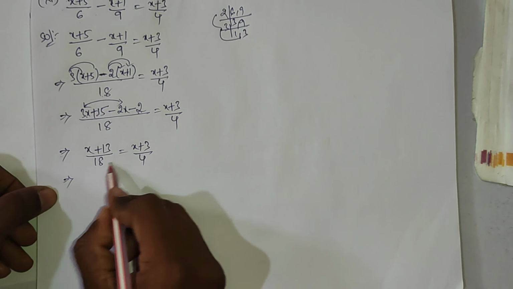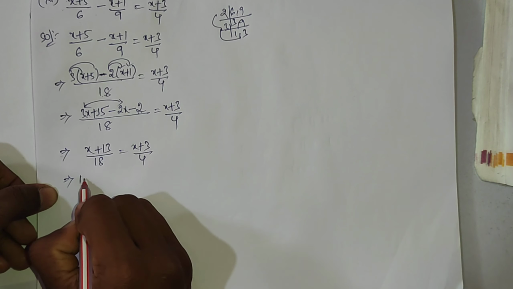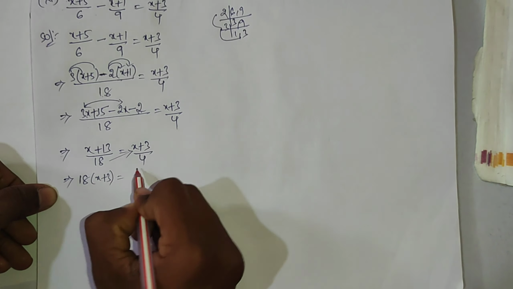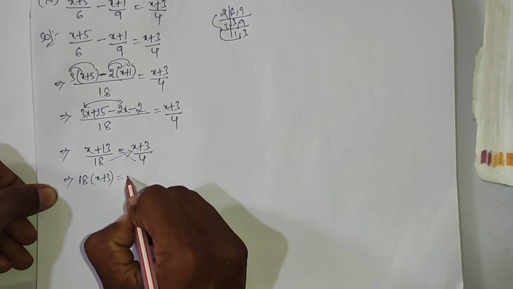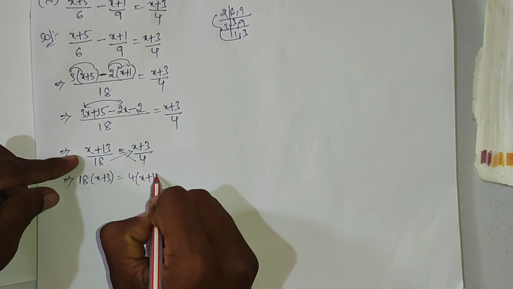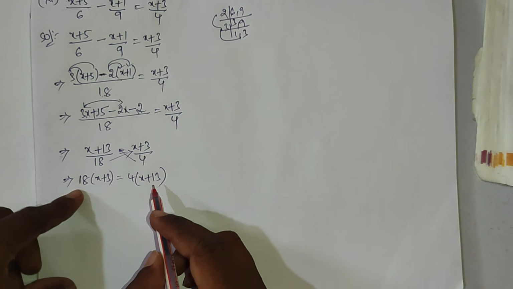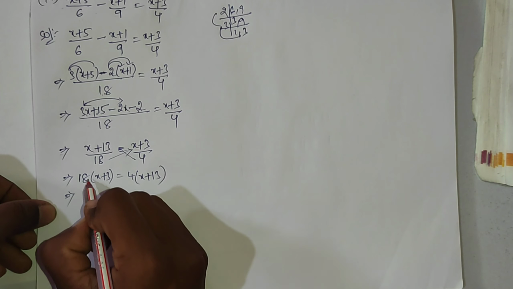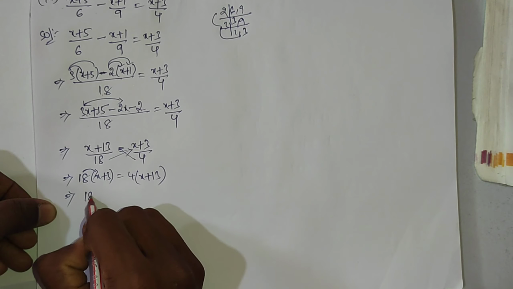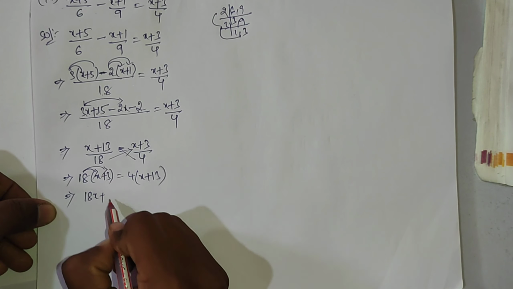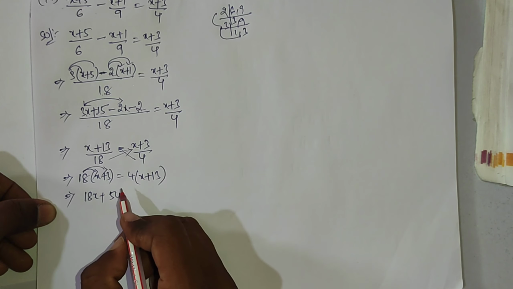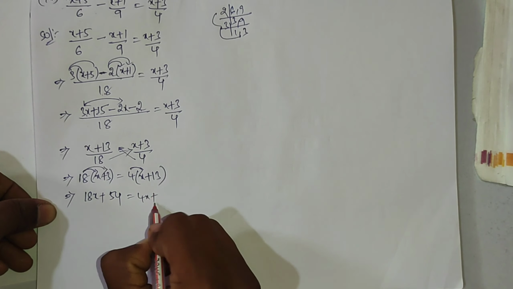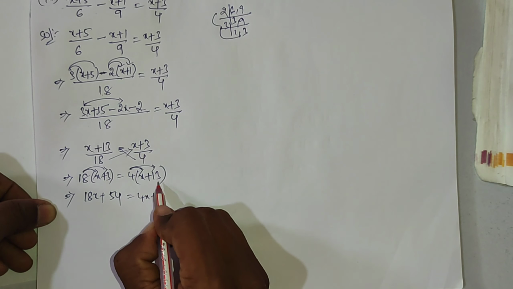Now, how will you reduce? By cross multiplication. It becomes what? 18 into the numerator, x plus 3. Now here the denominator 4 goes with the numerator x plus 13, by doing a cross multiplication. Again, here we have to remove the brackets, using the distributive property. 18 into x is 18x plus 18 3s are 54, right? Is equal to, again here also, 4 into x is 4x plus 4 13s are 52.